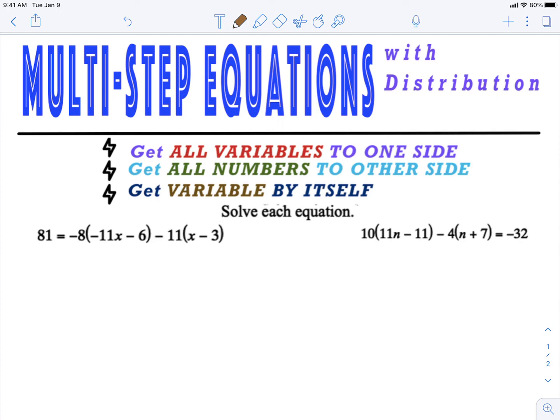Okay, everybody, here we go. Our next lesson is called multi-step equations with distribution, right? But this is multi-step equations with distribution part 2. Dos, right? Deux, I think is how you say it in French. Anyway, just like multi-step equations with distribution, we have pretty much the same notes, right?